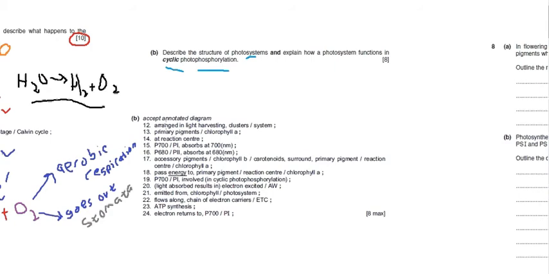So the answer is, the way they want you to first describe the structure of the system: arranged in light harvesting clusters, system primary pigments, chlorophyll A at reaction centers P700 and P680. Accessory pigment chlorophyll B, carotenoids surround primary pigment, reaction center chlorophyll A. Now this first, the structure of photosystems, you have to describe them very carefully.